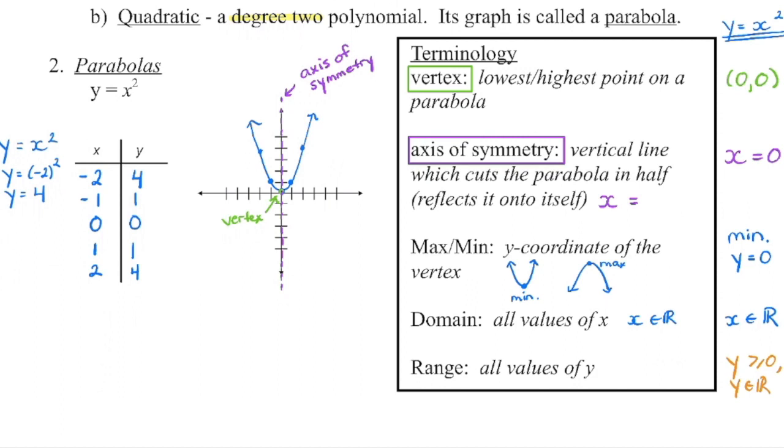Now, anytime we open up, we're always looking to see where that y-coordinate is, and it's going to be every value greater than that. If we're opening down, such as in this example, we can see that this is going to be the maximum, and it's going to be every value less than that.